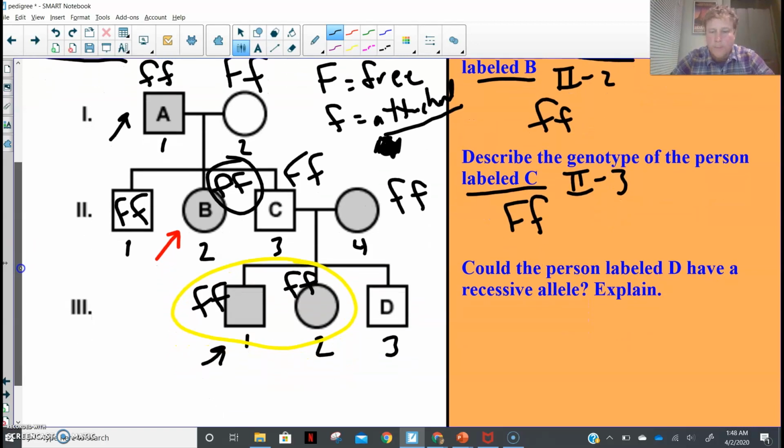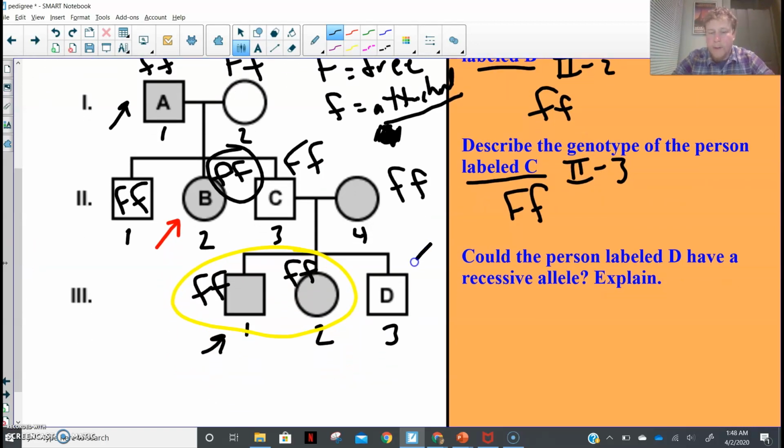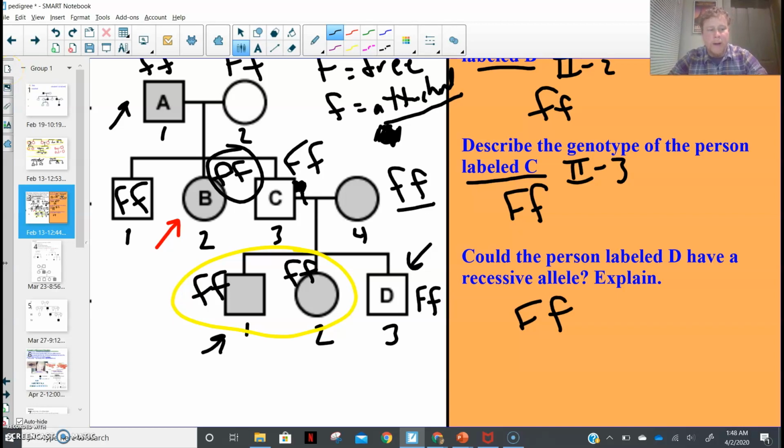And last but not least, could the person labeled D have a recessive allele? That's the only one we haven't labeled yet. We've labeled all of the other ones. Could they have a recessive allele? Well, do they have the trait or not? No, they don't. So that means that they have a big F for sure. I'll write that both places. And who did they get it from? They got it up here from dad. What did they get from mom? Well, mom only has a little f to give. So the only possible option is a little f from that mom. And that's a basic idea about how to analyze pedigrees.